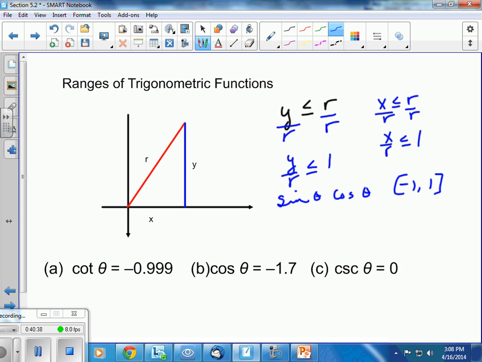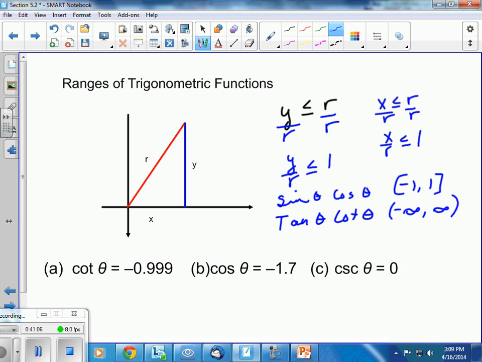When I then talk about the range of tangent and cotangent, keep in mind it's y over x and x over y. Well, that could be anything. So my range there is going to be -infinity to +infinity.